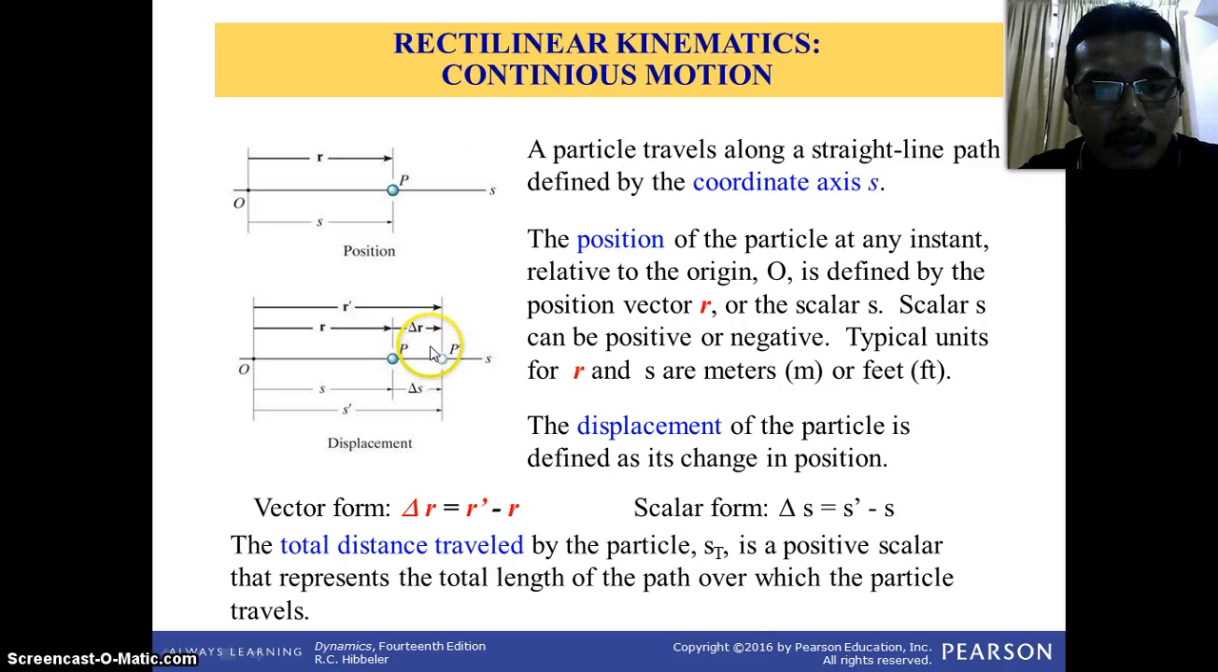The displacement of the particle is defined when the position changes to another position, for example, point P changes to P prime. In vector form, the displacement is delta r equals r prime minus r, whereas in scalar form, delta s equals s prime minus s. The total distance traveled by the particle, s_T, is a positive scalar that represents the total length of the path over which the particle travels.